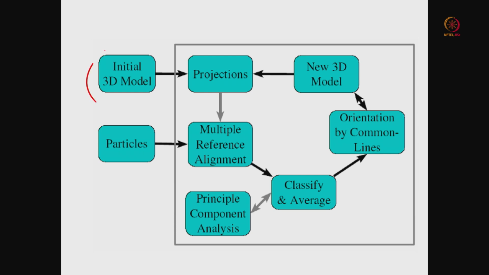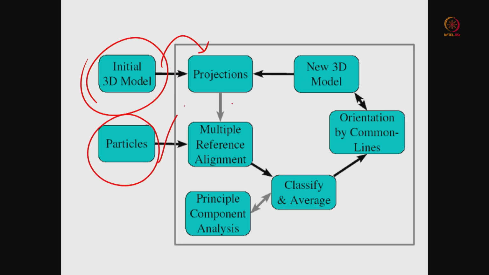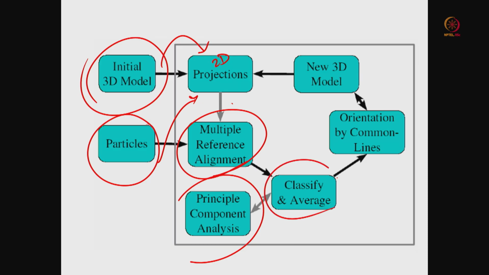First, this is the initial 3D model. From this initial 3D model, we take the 2D projection, and then for the 2D projection we have a raw particle here; the raw particle aligns with this 2D projection from the 3D object, and then we do multiple reference alignment. Other components we can also consider, that we can discuss at a later stage when we do the data processing, and we classify them again and calculate the average.